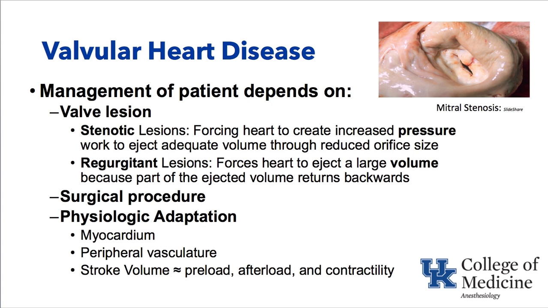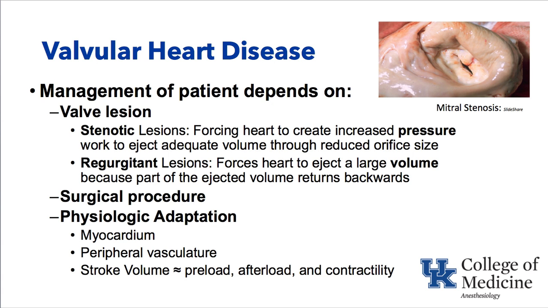Up at the top right shows a patient with mitral stenosis looking down from the left atrium. Now, management of patients with valvular heart disease depends on the severity of the lesion and whether it's a stenotic or regurgitant lesion. A stenotic lesion, the classic example being aortic stenosis, requires the heart to create an increased pressure inside the left ventricle to get blood out through that reduced orifice, the stenotic aortic valve.